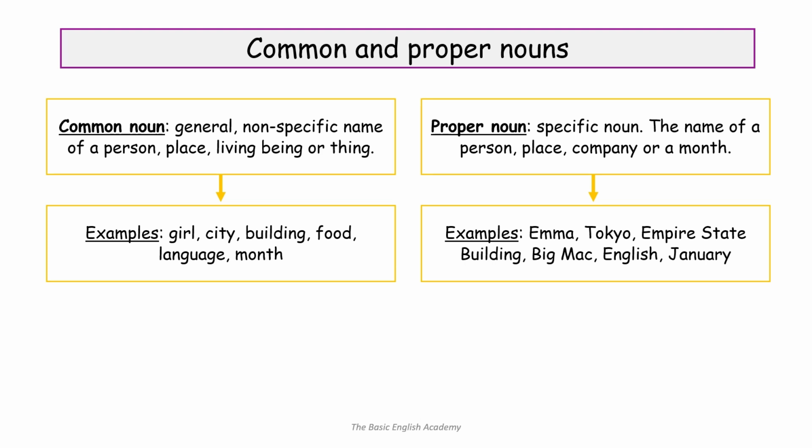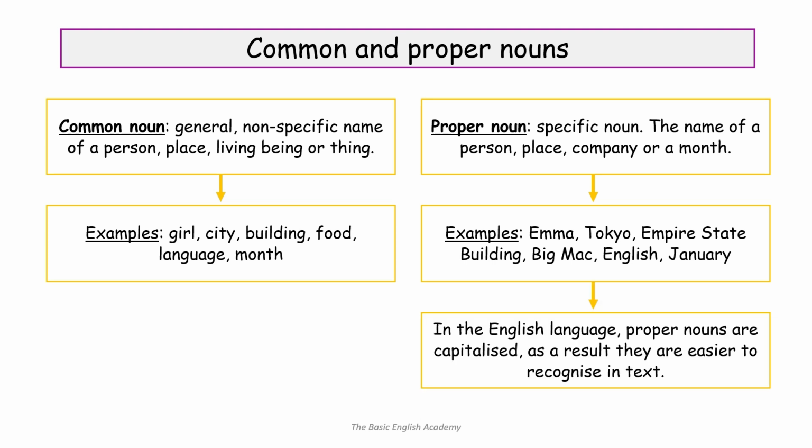So to answer that question that we had earlier on how to recognize nouns, in the English language, proper nouns are capitalized. As a result, they are easier to recognize in text. This is very important for you to understand because, as you can see over here, the proper noun Emma is capitalized, Tokyo is capitalized, even Empire State Building. Even though it has 3 words, all 3 of them are capitalized. We will discuss this a bit more in detail when we deal with compound nouns.